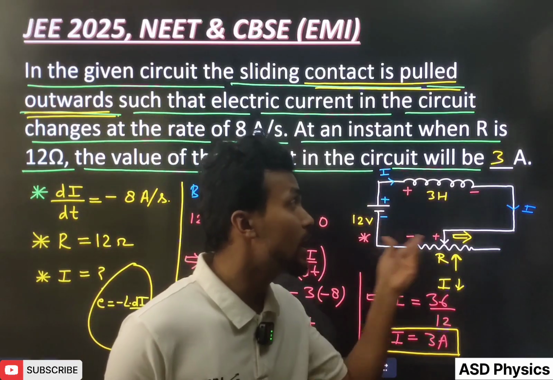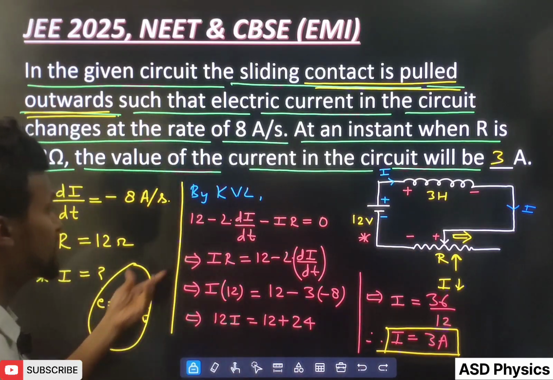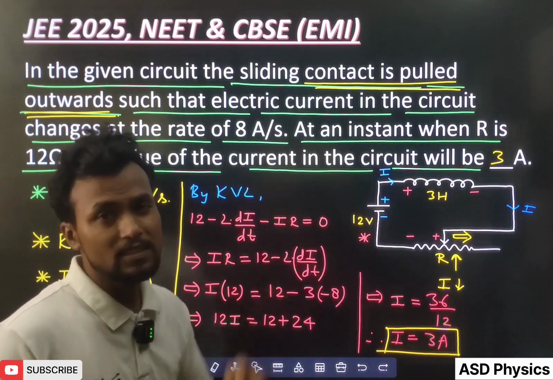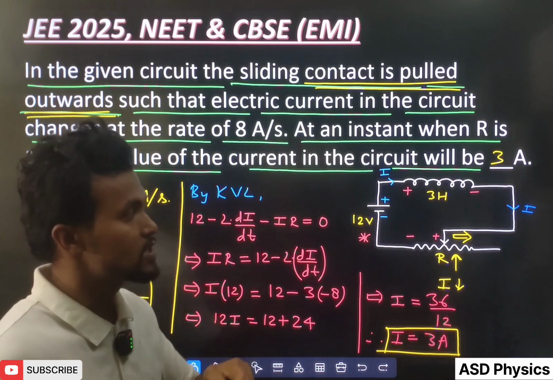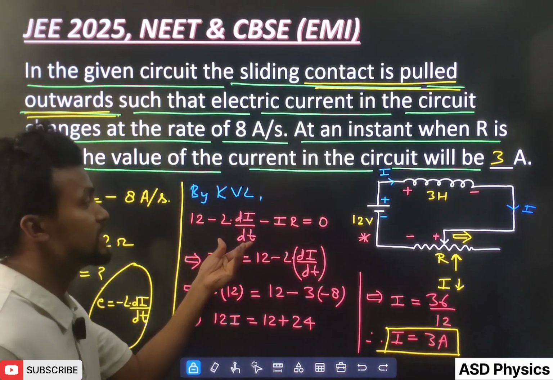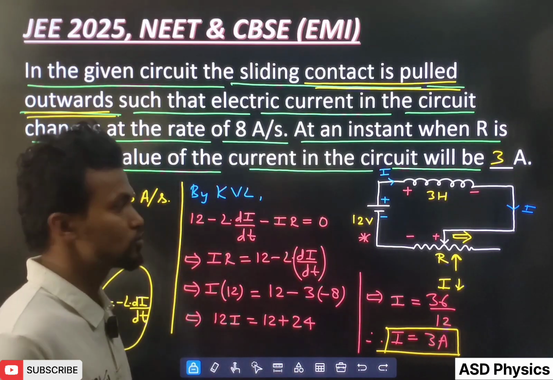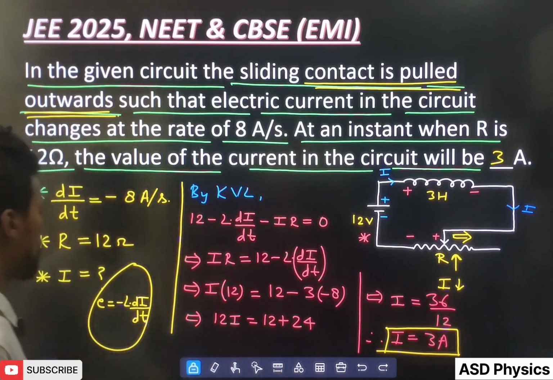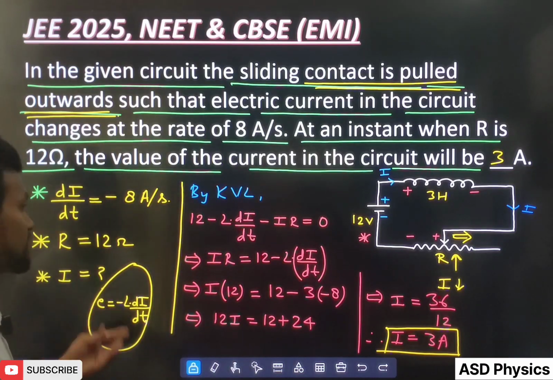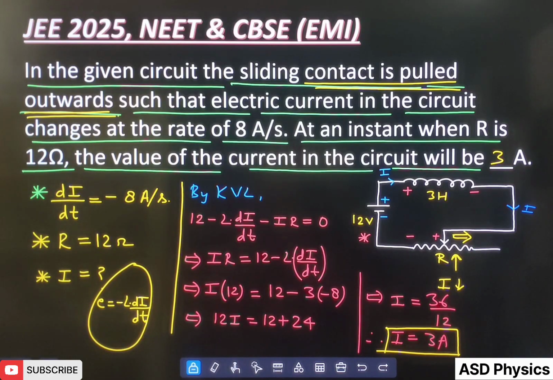But whenever we are applying KVL, that time this minus sign need not be included extra, because whether the current is increasing or decreasing, all the signs will adjust based on that. I told you when the current increases di by dt is positive, and when the current decreases di by dt is negative. So this di by dt will take care of the sign. So when you are applying KVL in the circuit, no need to use this minus sign. Okay, remember all these things.